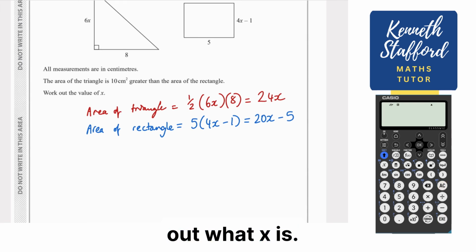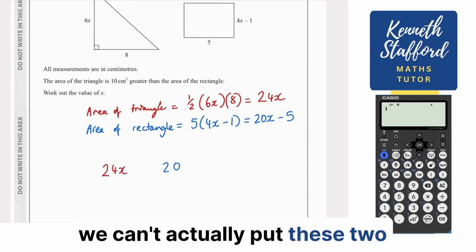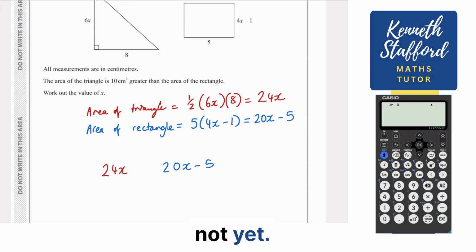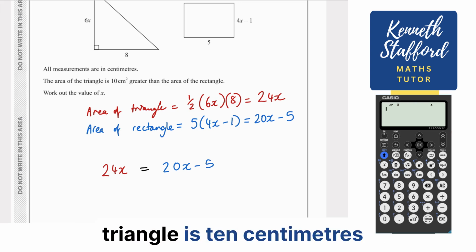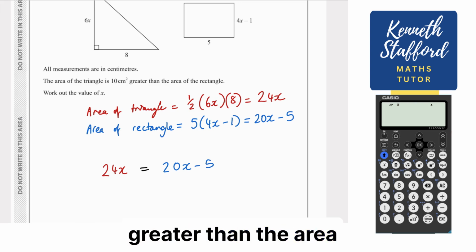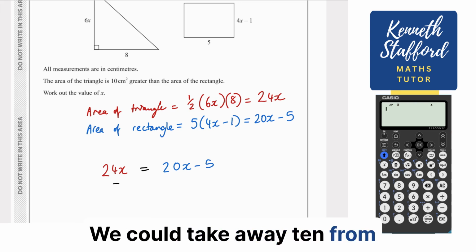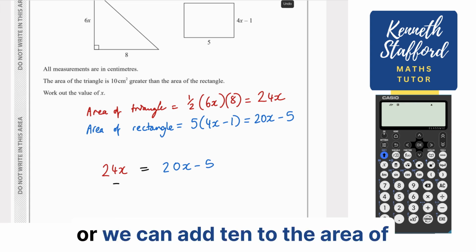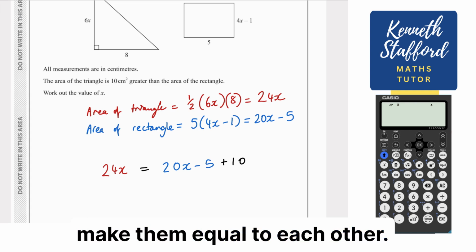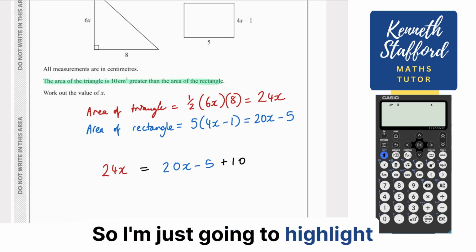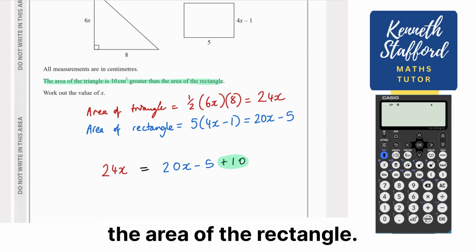Now we've got to figure out what x is, and we normally do that by forming an equation. Now we can't actually put these two equal to each other. Well, not yet. We can't just say this because they're not equal to each other. We're told that the area of the triangle is 10 centimeters greater than the area of the rectangle. So we've got a couple of choices here. We could take away 10 from the area of the triangle, or we can add 10 to the area of the rectangle, and that would make them equal to each other. So I'm just going to highlight that there. They are equal to each other if I add 10 onto the area of the rectangle.